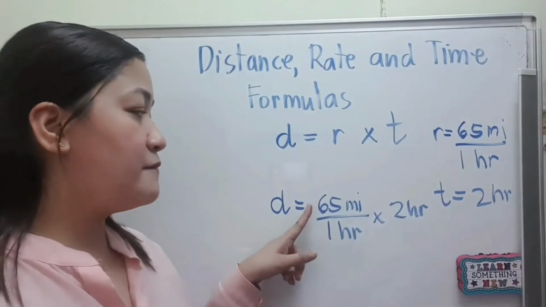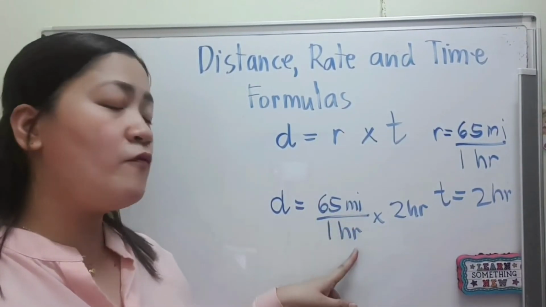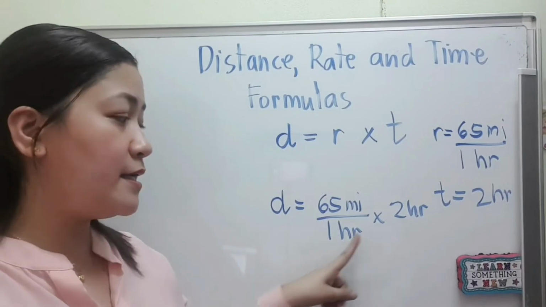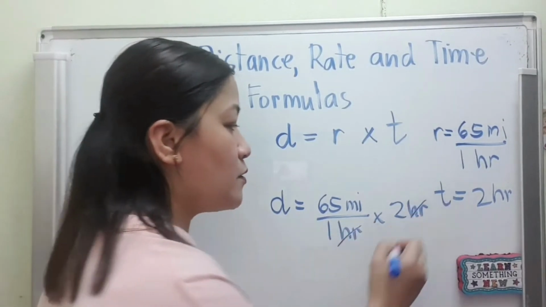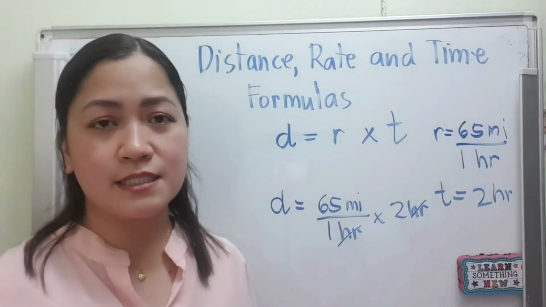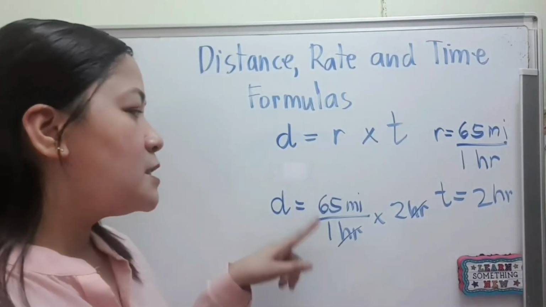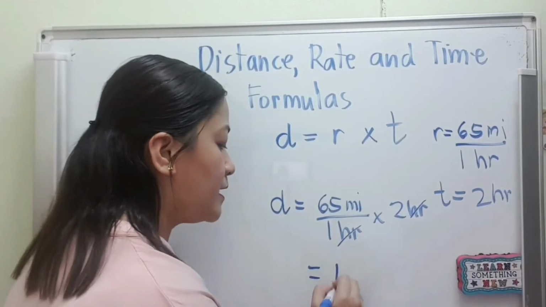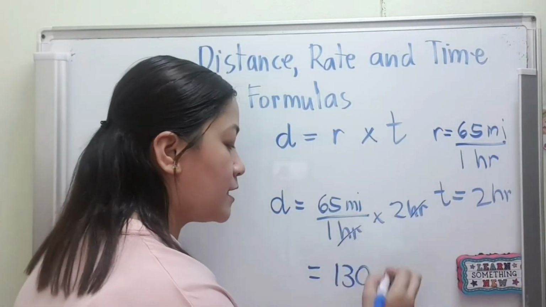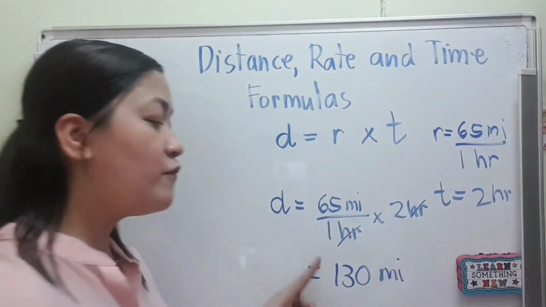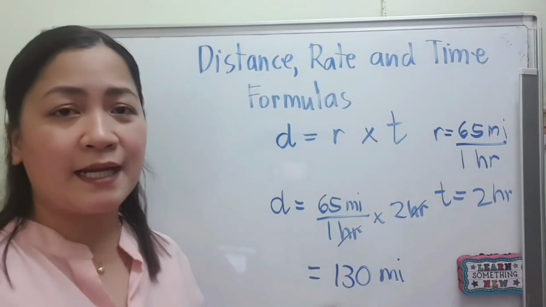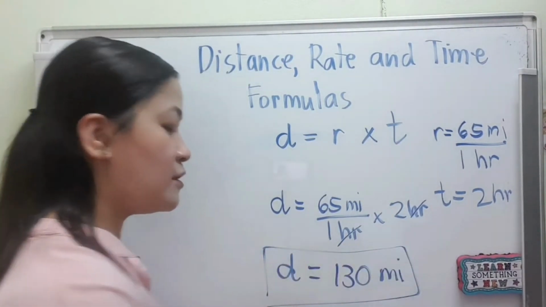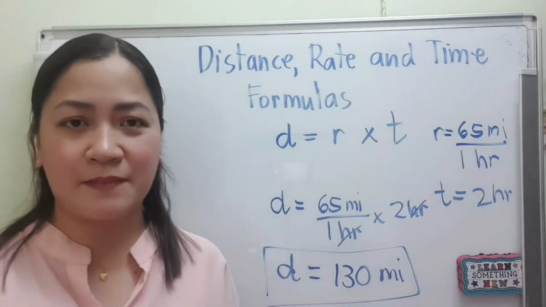Now, we have 65 miles over 1 hour times 2 hours. We have the unit hour here and hour here. So, we can cancel that out since that is equal to 1. So, 65 times 2 is 130 and the unit is miles over 1 or 130 miles. So, Santiago's class traveled for 130 miles.